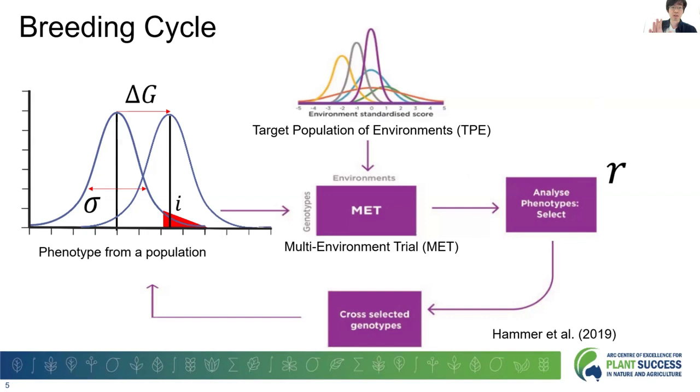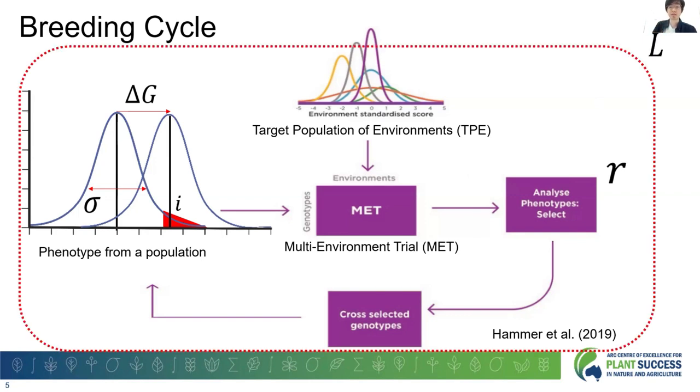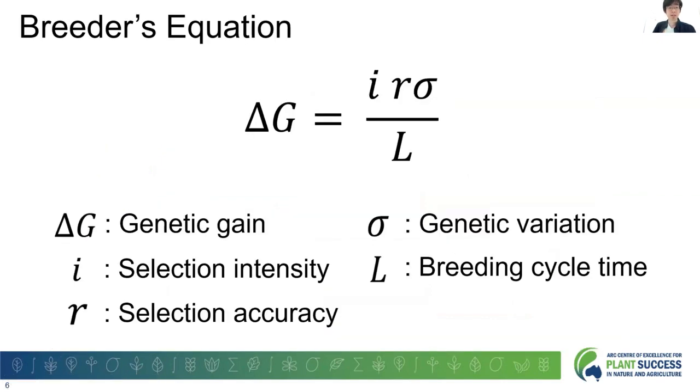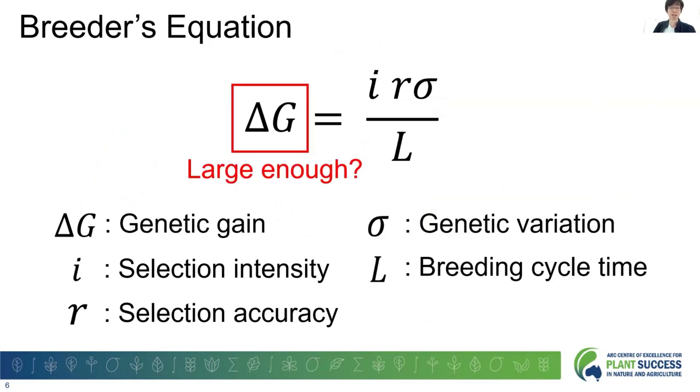So this is the significance of the breeders and the breeding companies. And this is one typical example of the breeding cycle. And the length of the cycle is represented as this capital L here. So to sum up, this gene gain can be influenced by the selection intensity, selection accuracy, genetic variation and breeding cycle time. And my question here is that this gene gain may not be large enough to solve the food production and food security issue, given the food demand increase and food supply decrease, like I mentioned before. That's why we have to think about some other ways to accelerate this gene gain increase.